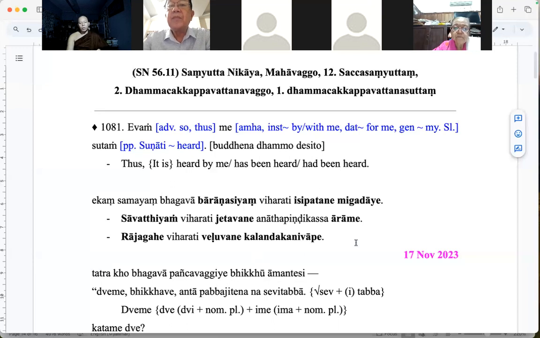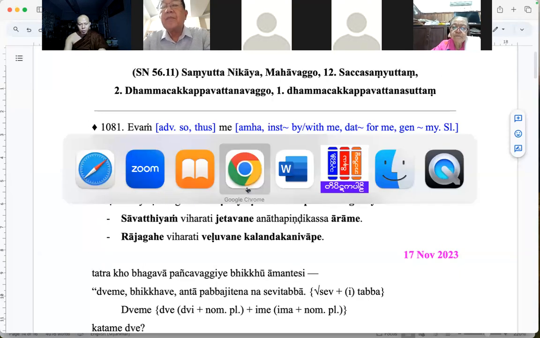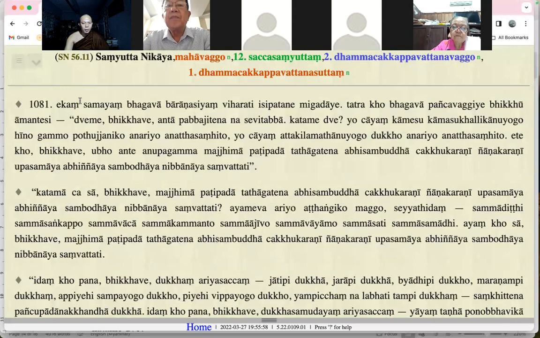Based on your familiarity with the Pali text, some structure of the Pali, and also based on that structure, the emphasis of the speaker, or maybe the Buddha, also can be understood. So for example, here in the original text, the first paragraph we have learned last week. Ekaṃ samayaṃ bhagavā Bārāṇasiyaṃ viharati Isipatane Migadāye.